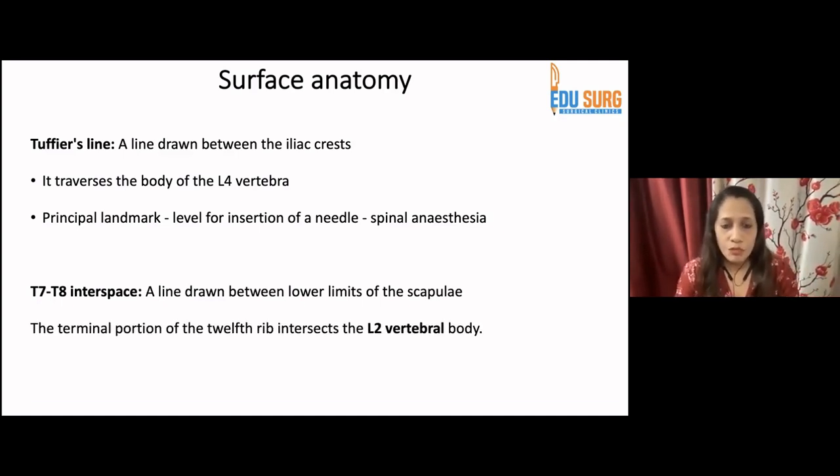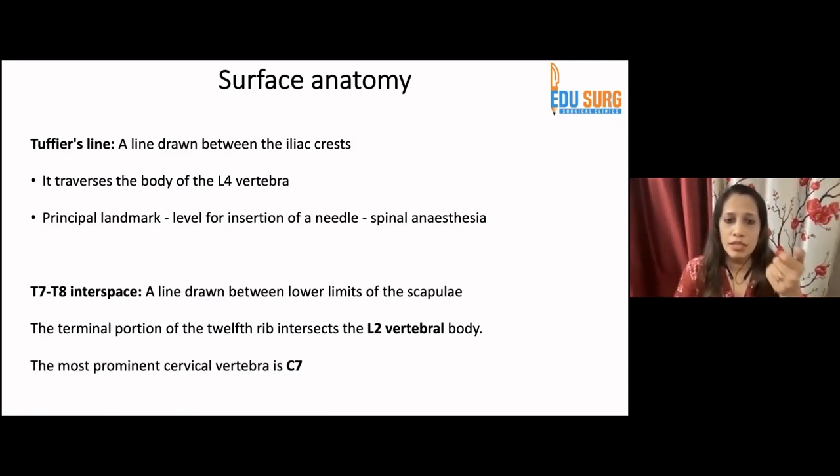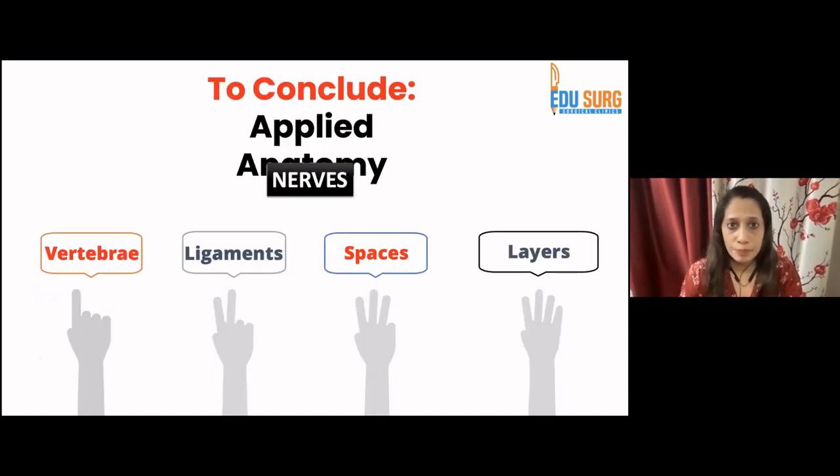The 12th rib intersects with the L2 vertebral body, and of course, C7 is the most prominent cervical vertebra. So if you want to do a cervical epidural, or you want to count downwards from the cervical to the upper thoracic, then you can use that as a landmark. So the knowledge of surface anatomy is very important. In the next video, we are going to be talking about the technique and the physiology surrounding spinal and epidural anesthesia.